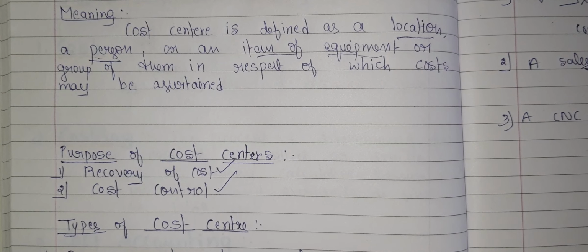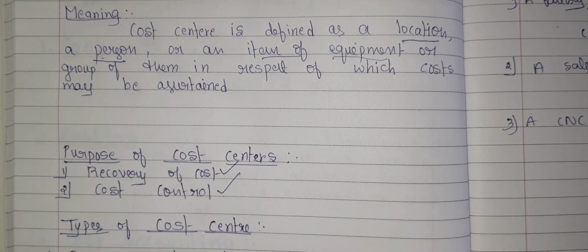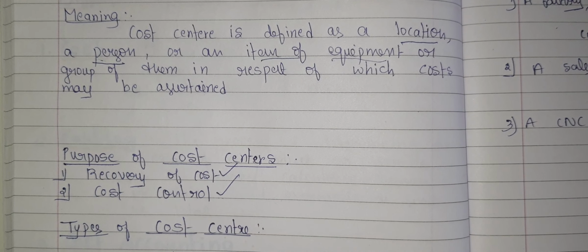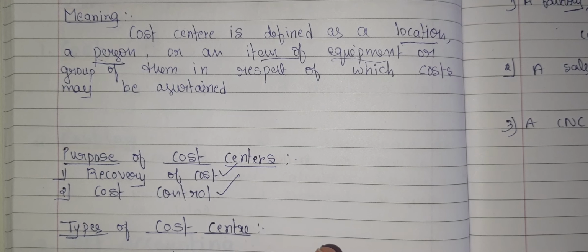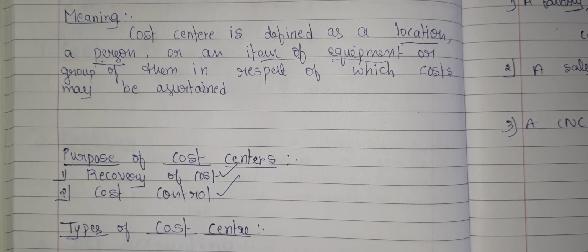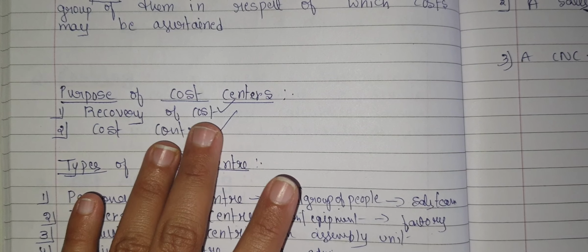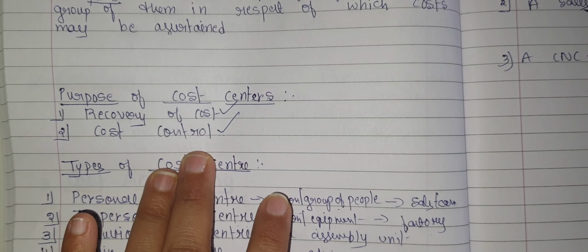So a cost center is a location, person or an item of equipment in respect of which a company has to ascertain or track the cost. The main purposes of cost centers are recovery of cost and cost control.